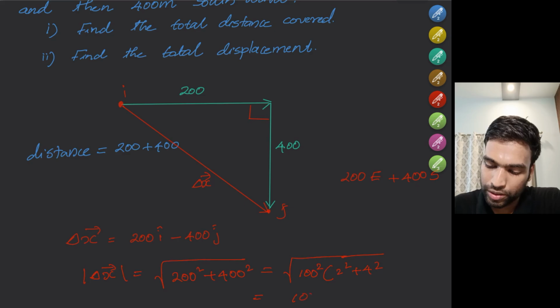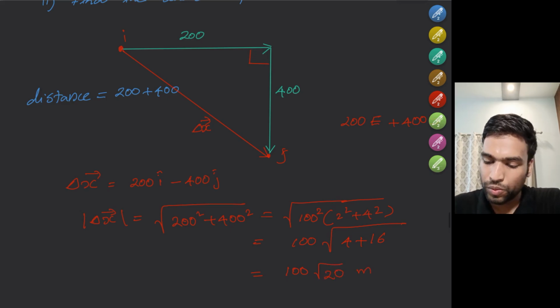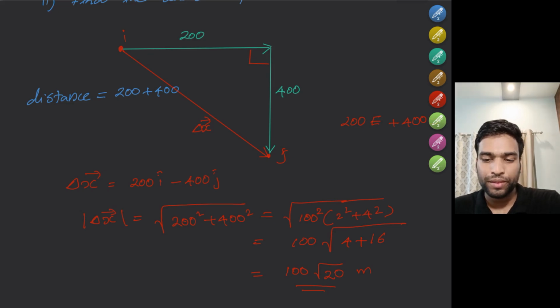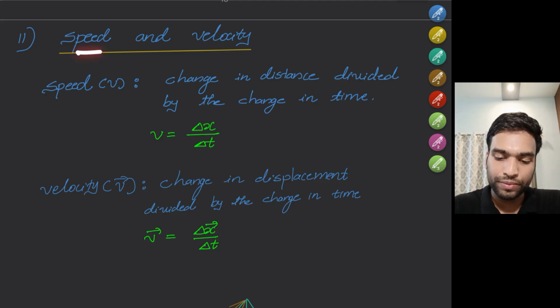So 100 into square root of 4 plus 16. So 100 square root 20 meter will be the displacement. Good. So that's it. Very simple, right? Now let's focus on speed and velocity.